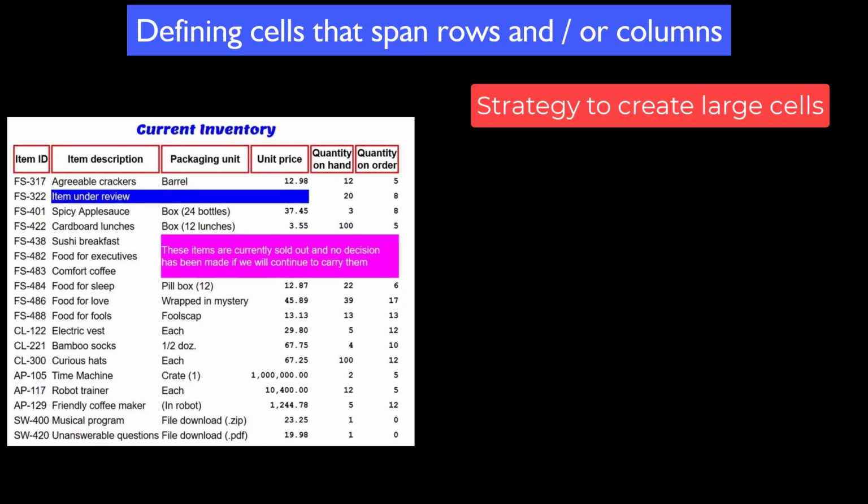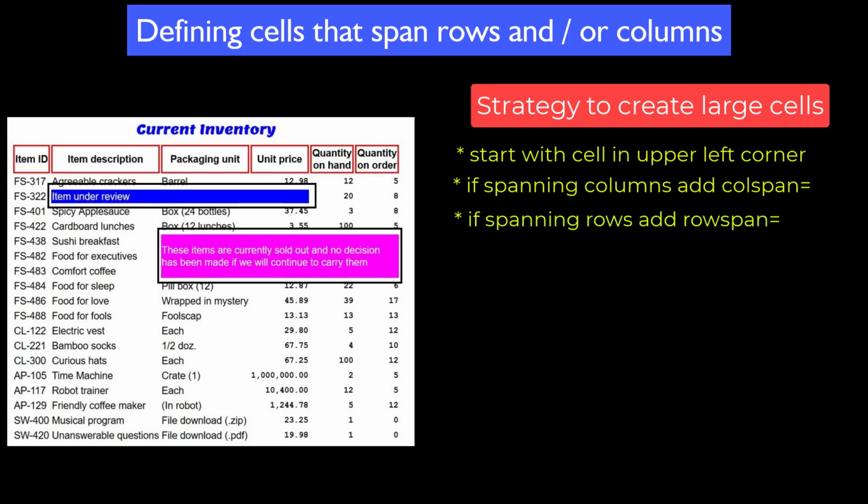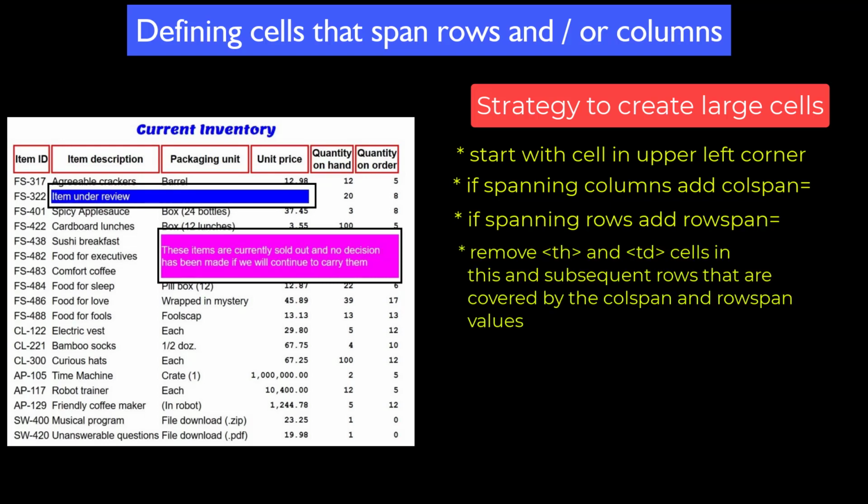The strategy to create large cells. Start with the first cell in the block, leftmost and uppermost in the block. If you'll be spanning columns, add col_span equals followed by the number of columns. If you'll be spanning rows, add row_span equals followed by the number of rows. Then remove th and td cells in this and subsequent rows that are now included in the col_span and row_span values.